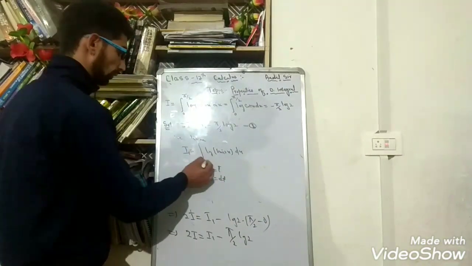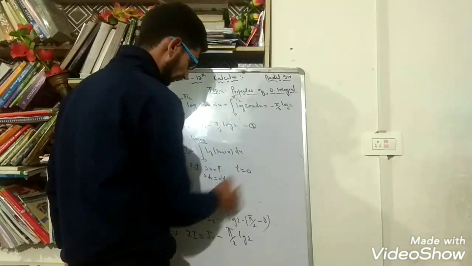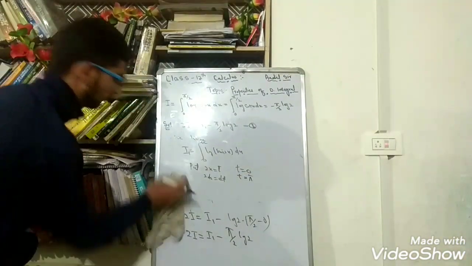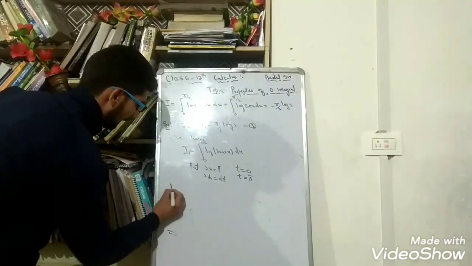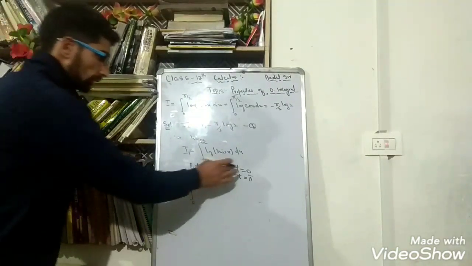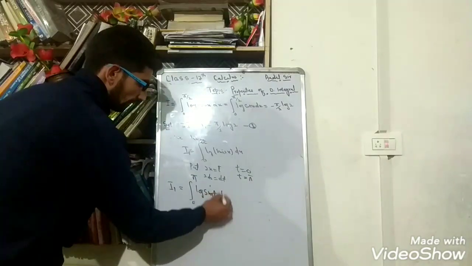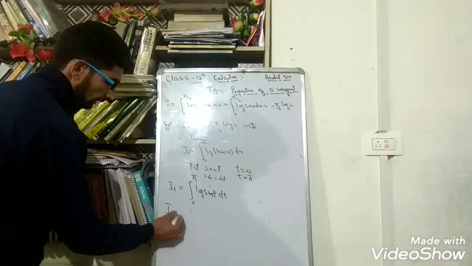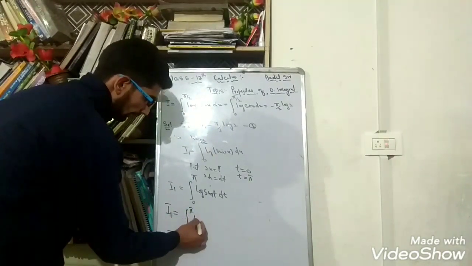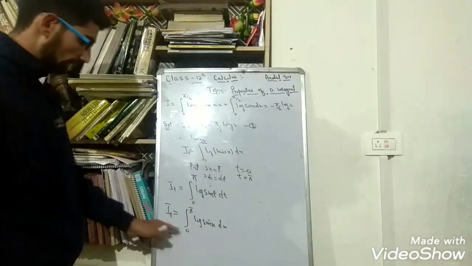But the interval is from 0 to pi divided by 2. So when x is 0, t will be 0, and when x is pi divided by 2, t will be equal to pi. So this I1 will become, changing it into variable t, the integral from 0 to pi of log of sin t dt. Can I write this as 0 to pi log of sin x dx? By the first property, we can change this variable into x. So here it is log of sin x dx.